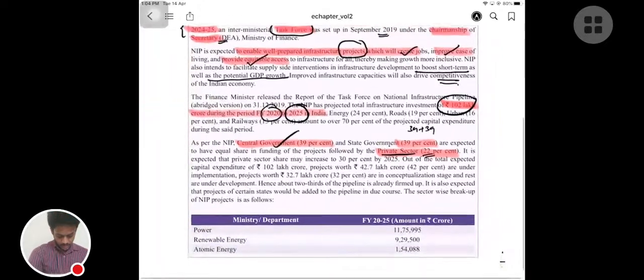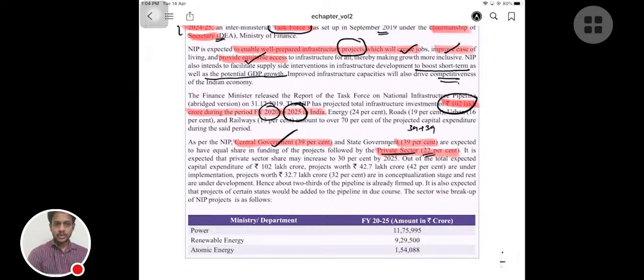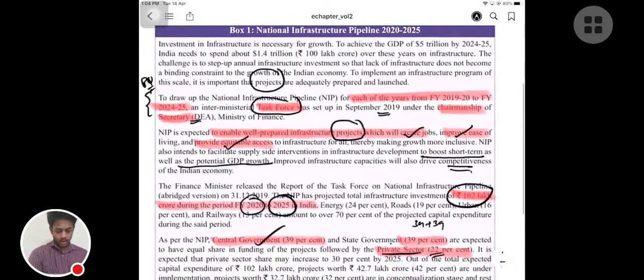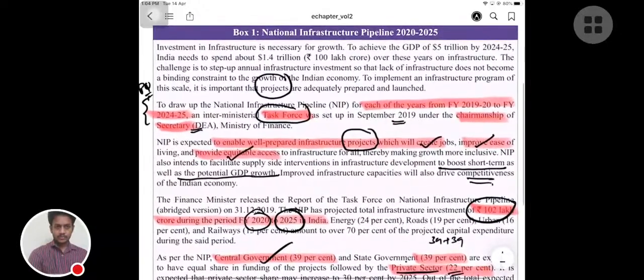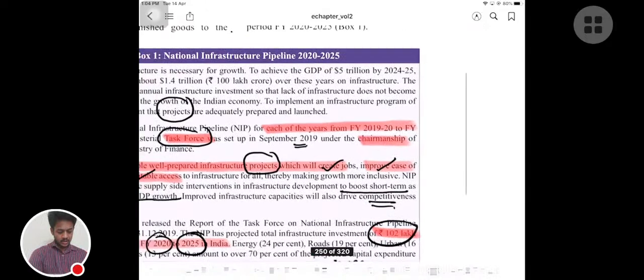Got it? So this is the part which we should remember about the national infrastructure pipeline for the UPSC 2020 prelims. Let us go into the next part.